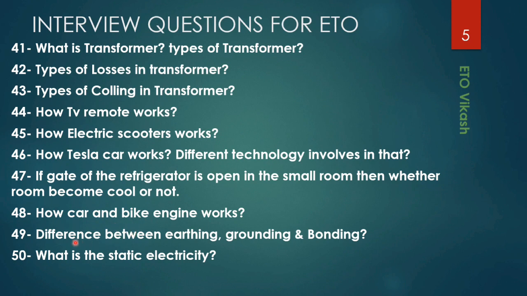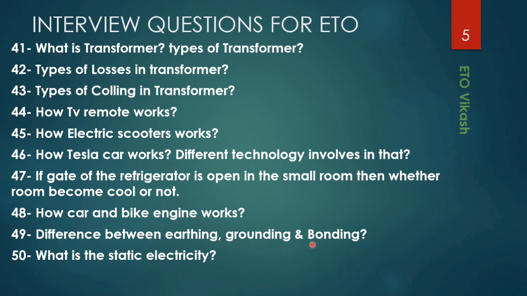And now come to question 49, the difference between earthing, grounding and bonding. For this you can search on Google, but I will tell you a little bit. Earthing: as you know, we use earthing at home to protect ourselves from electric shock. Grounding is also used where the transformer is used, where they ground the wires to keep the neutral at zero potential.